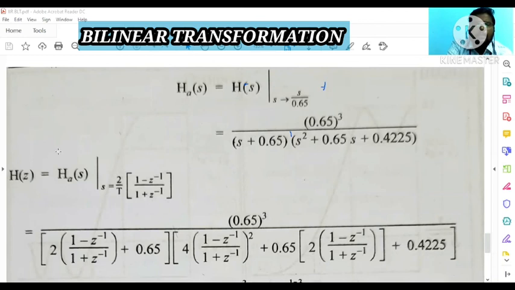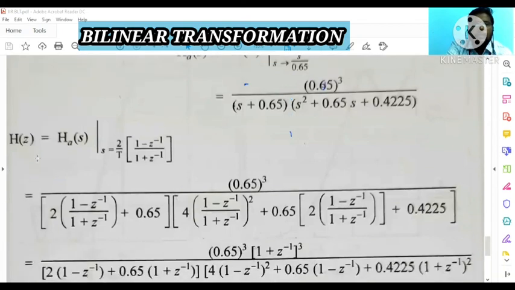Then by using the bilinear transformation, you need to convert to the digital Butterworth filter. That is H of z equal to Ha of s at s equal to, this is the formula, 2 by T into 1 minus z inverse divided by 1 plus z inverse. Here T equals 1 second, so 2 into 1 minus z inverse divided by 1 plus z inverse. Substitute here: 0.65 whole cube divided by, instead of s, I substitute 2 into 1 minus z inverse divided by 1 plus z inverse, then plus 0.65.